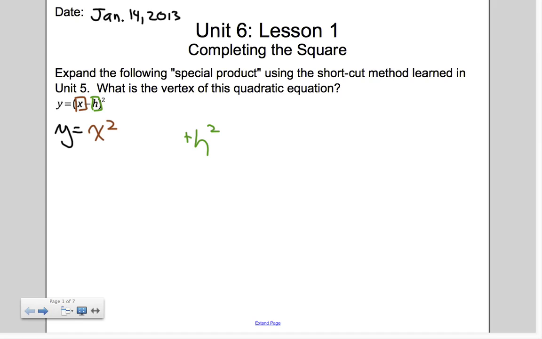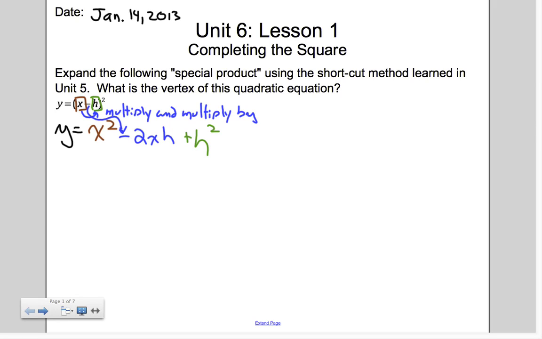What was in the middle again? x times negative h times 2. Yeah. So we take these two things, we multiply them, and multiply by 2, and we keep the sign, so that stays as negative 2xh. So that was our shortcut to expanding it. So the question is, what is the vertex of this quadratic though?